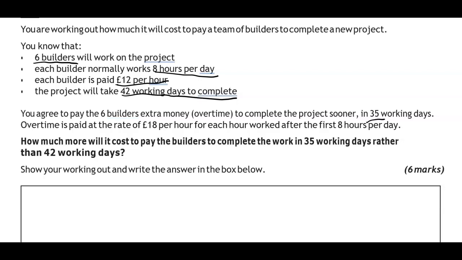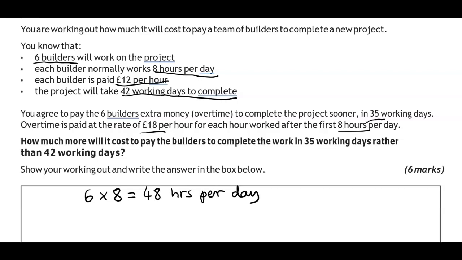In 35 working days, overtime is paid at the rate of £18 per hour for each hour worked after the first 8 hours per day. How much more will it cost to pay the builders to complete the work in 35 working days rather than 42 working days? So let's work it out first for the 42 working days. We know that there are going to be 6 builders and they will work 8 hours per day, so 6 times 8, that is 48 hours per day.